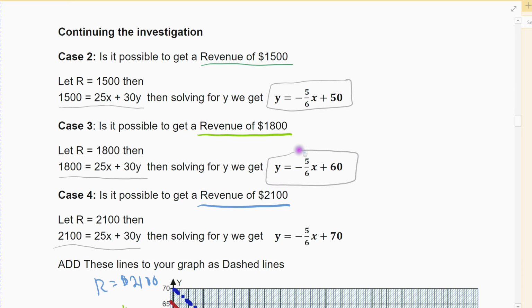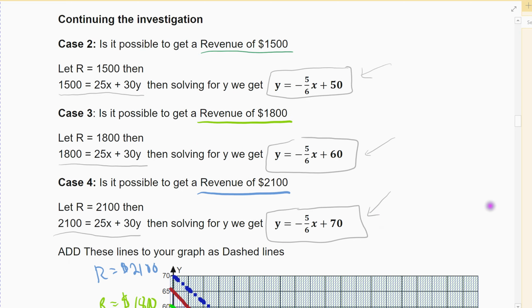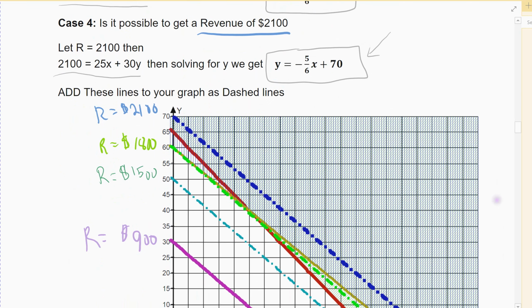All right, so I graphed each one of these, which represents, the first one represents a revenue of $1,500. This represents a revenue of $1,800. This represents a revenue, and I did them in different colors. So I'm going to go to the graph now. All right, and they're labeled on yours as well.